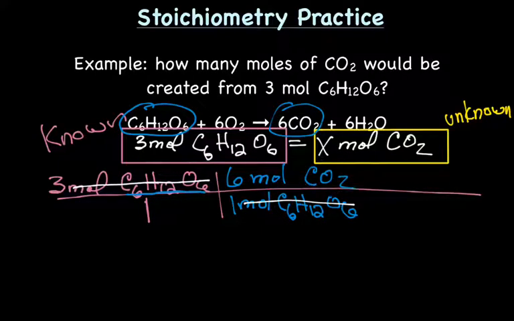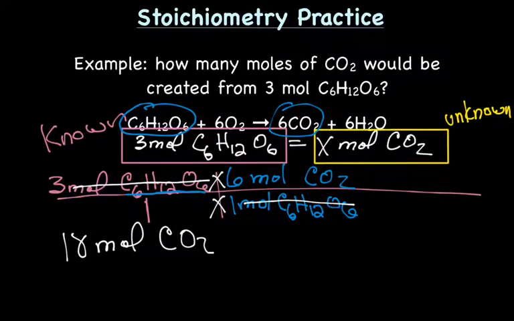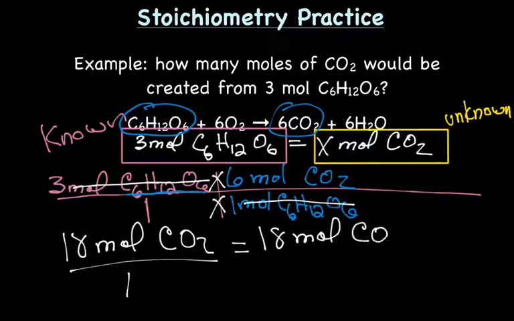So we are now done with the problem, except for multiplying across the top, multiplying across the bottom, and dividing. So let's put 3 times 6 into our calculators, and that will give us, if I did this correctly, 18 mole CO2. And when we multiply across the bottom, 1 times 1 is 1. And when we divide, we end up with 18 mole CO2.